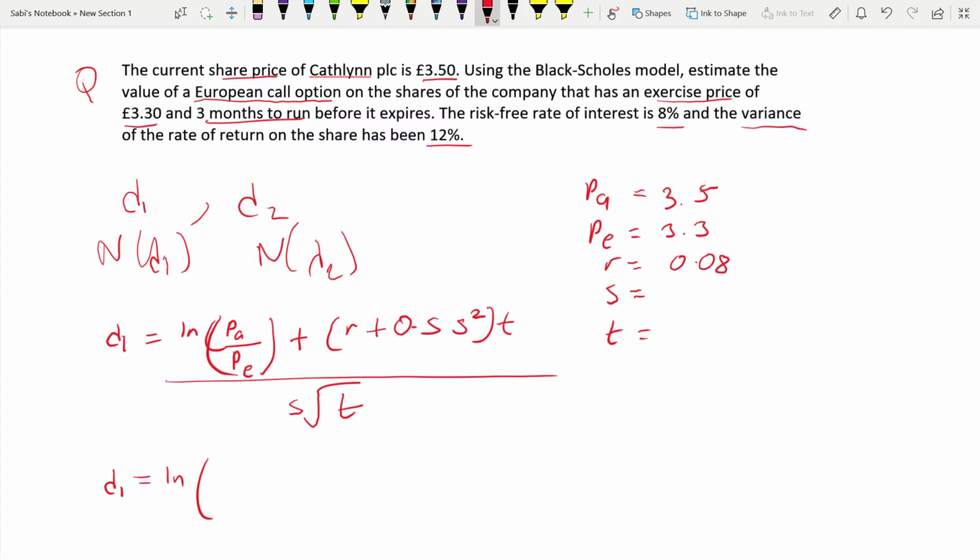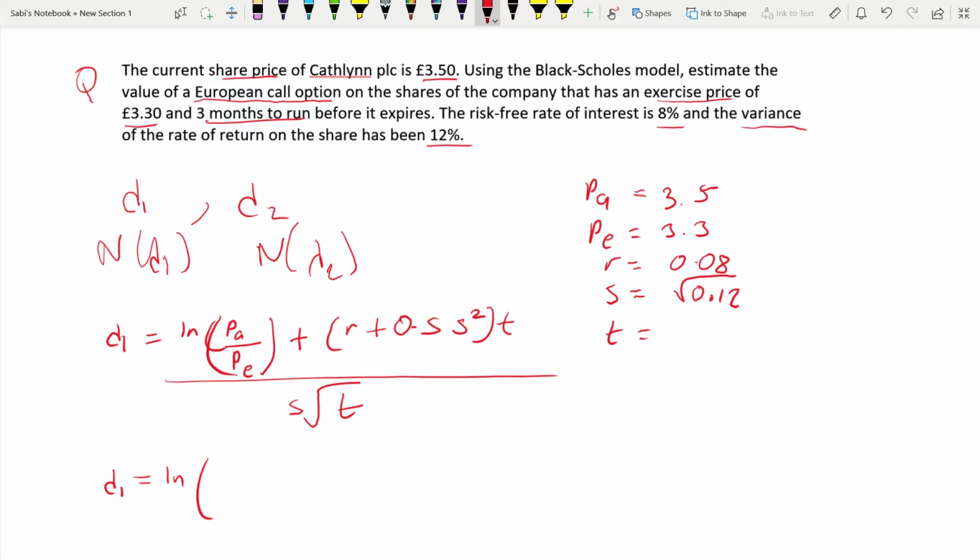S, standard deviation. You are not given the standard deviation, you are given the variance. You have to find the standard deviation. How are you going to find it? It is simply the square root of variance. So square root of 12%, that means 0.12, is the standard deviation. Then time is 3 months.